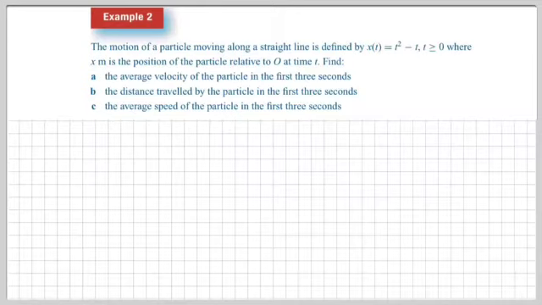We've got the motion of a particle along a straight line is defined by this thing, which looks like a quadratic-y thing, where t is greater than or equal to 0, being time, where x metres is the position of the particle relative to the origin at time t. Find the average velocity of the particle in the first 3 seconds, the distance travelled by the particle in the first 3 seconds, and the average speed.